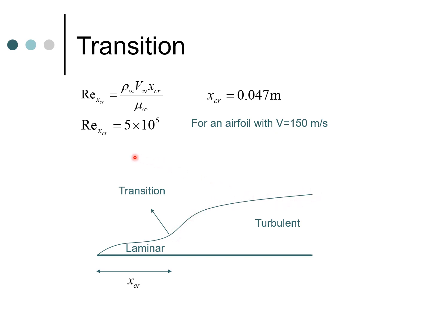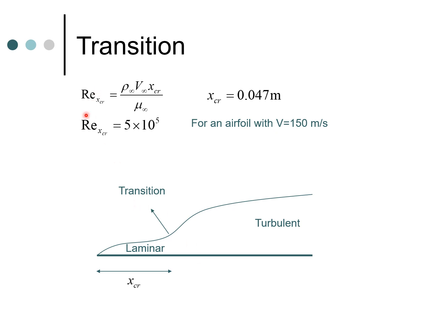Now this transition point is very important because in many cases you may want to keep the flow laminar, and therefore you may want to delay transition in those cases. So that's where the importance of transition comes in.